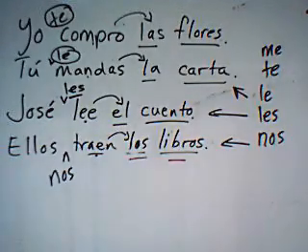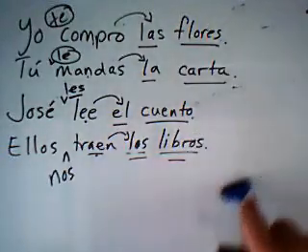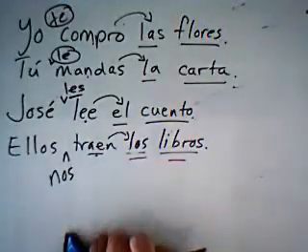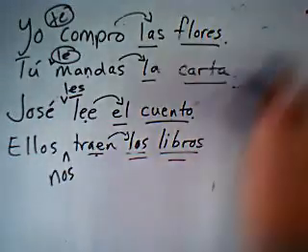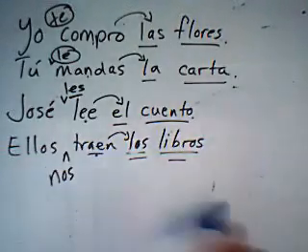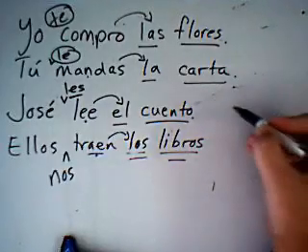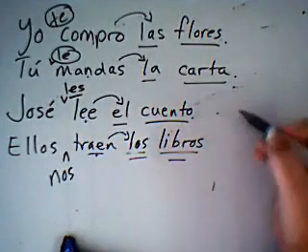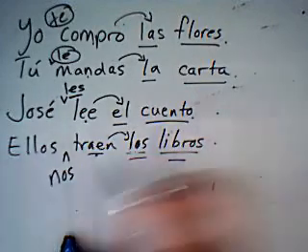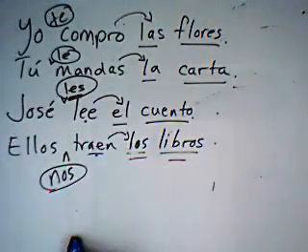The direct objects answer the question, what receives the action of the verb? The flowers, the letter, the short story, the books. And the indirect object answers the question, to whom is the action in the main verb directed? To whom or for whom, right? To you, to Ana, to the children, or to us. And we're substituting those with these indirect object pronouns, te, le, les, and nos.